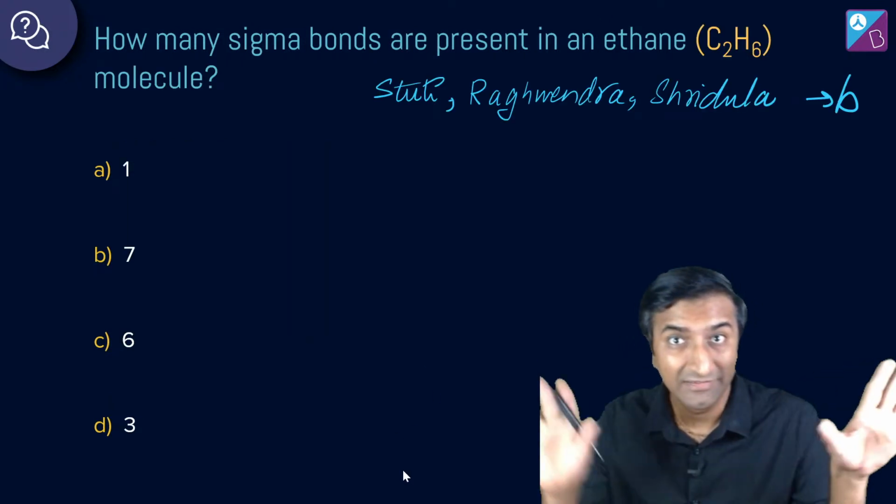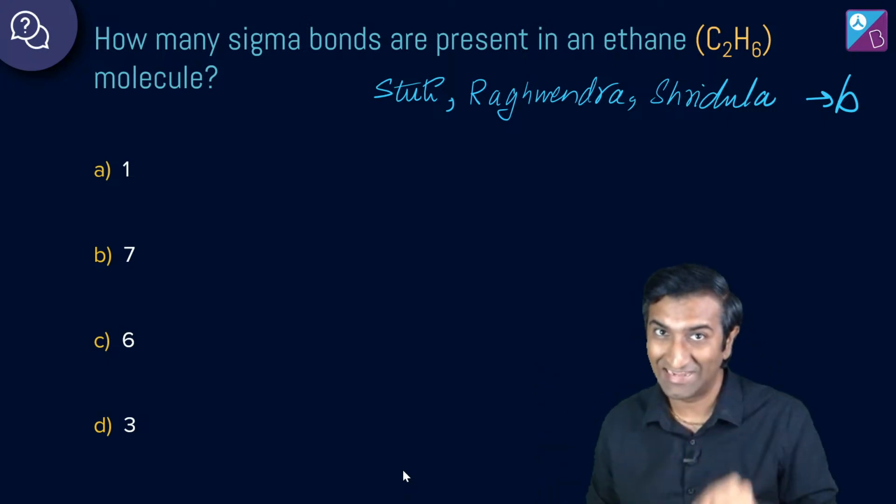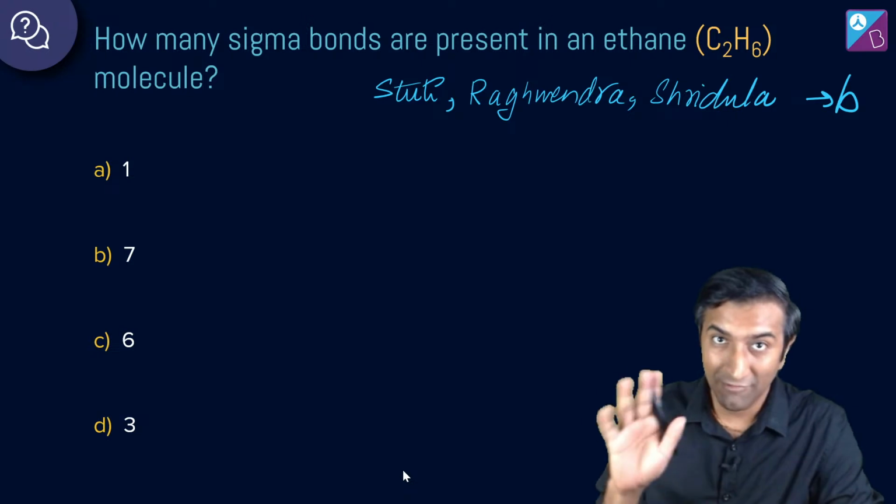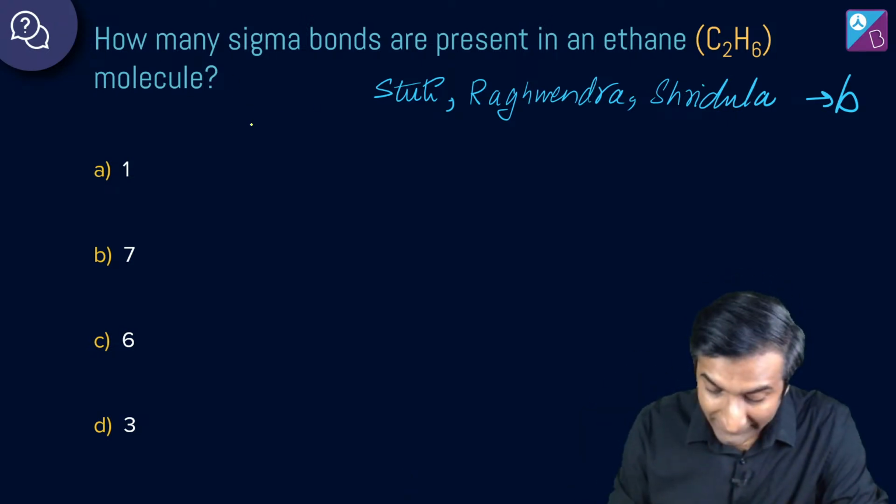Let's look at the next question. No doubt, right? This was a homework question. Ideally should have done it before, but it's okay. Nahi kiya to abhi. I hope you've understood. Okay. If you haven't, please tell me. I'm here to help you out. How many sigma bonds are present in ethane molecule?